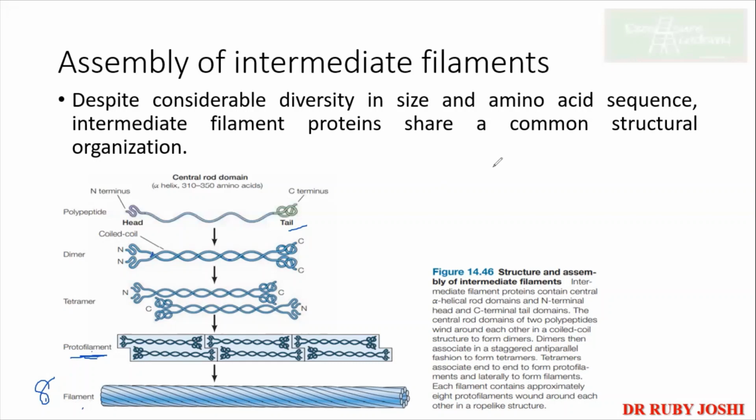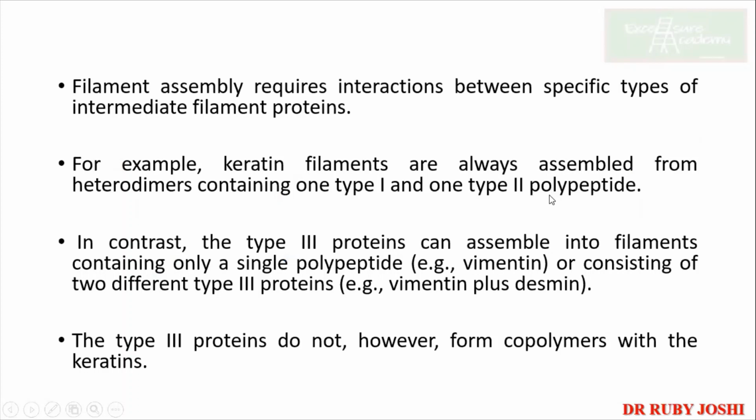For example, if we see in the case of the microtubules, we know that around 13 protofilaments are required, right, to form one microtubule. In the same way, for intermediate filaments, here you need at least 8. Okay. Now, this can also be better understood when we talk about the lamins. Okay, we'll come to that.